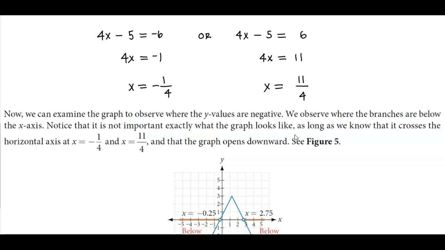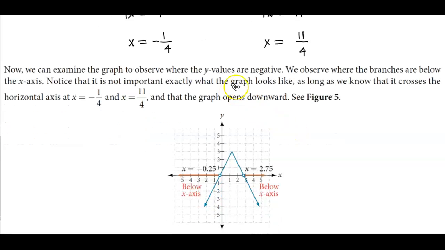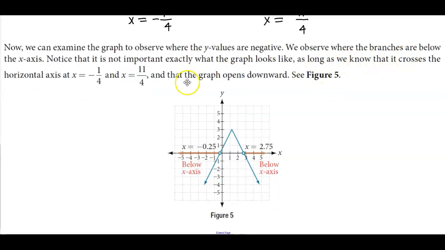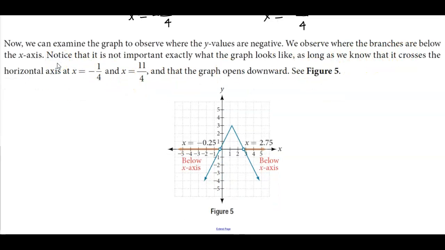Now we're going to examine the graph to observe where y values are negative. We observe where the branches are below the x-axis. Notice that it is not important exactly what the graph looks like as long as we know that it crosses the horizontal axis at negative 1/4, which is negative 0.25, and 11/4, which is 2.75. So what that means here is that if we go from negative infinity to positive infinity, let's take a look at this graph.